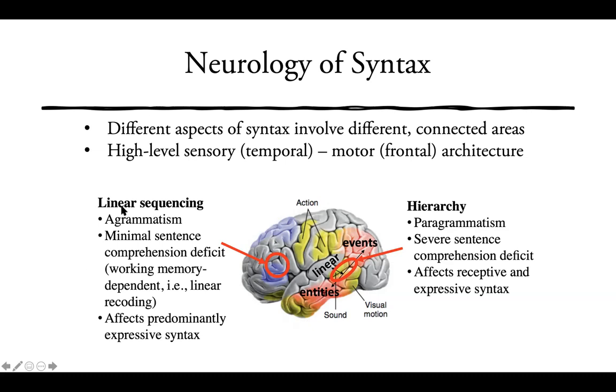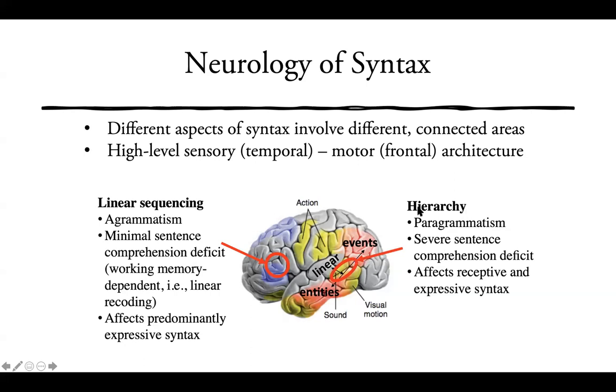So to just walk through these ideas, this component here is involved in linear sequencing. When you damage it, you get agrammatism because you're no longer able to generate the sequences that correspond to the hierarchical representations that need to be sequenced. Sentence comprehension deficits are minimal, but maybe since this region can be used as a working memory crutch, there may be some relatively minor deficits under very high load conditions. And for that reason, it affects predominantly expressive syntax.